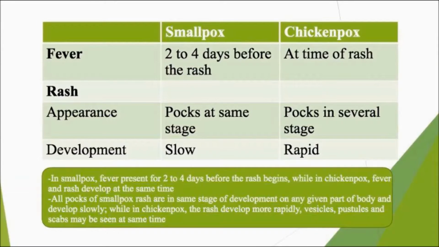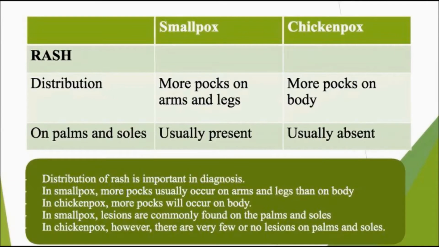In smallpox, fever is present for 2 to 4 days before the rash begins, while with chickenpox, fever and rash develop at the same time. All parts of the smallpox rash are in the same stage of development on any given part of the body and develop slowly. In chickenpox, the rash develops very rapidly, and vesicles, pustules, and scabs may be seen at the same time. The distribution of rash is also important in diagnosis.